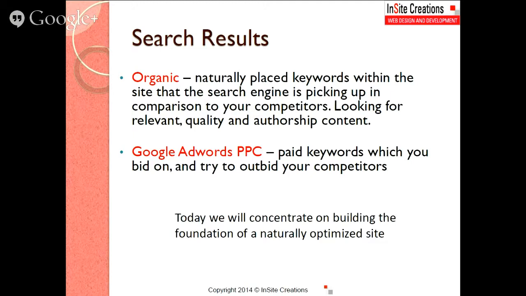So there are, like I said, 2 or 3 types of search results. The one that we're primarily going to concentrate on in today's discussion is what we call organic or naturally placed search results. And this is where we have the most control over how and where we put our keyword phrases within our site. And we're going to go through that.